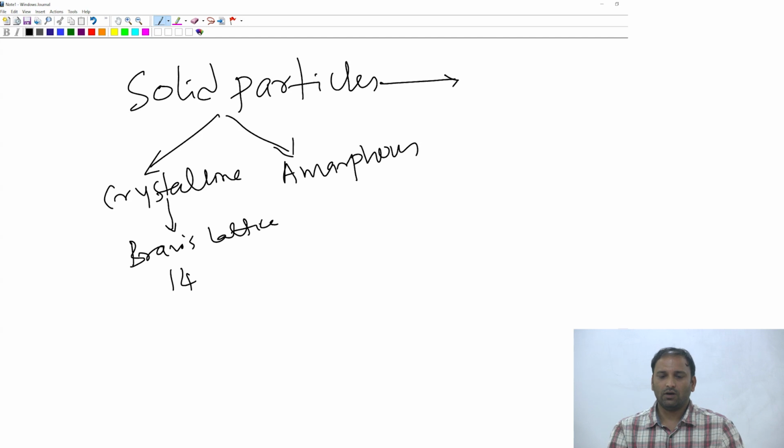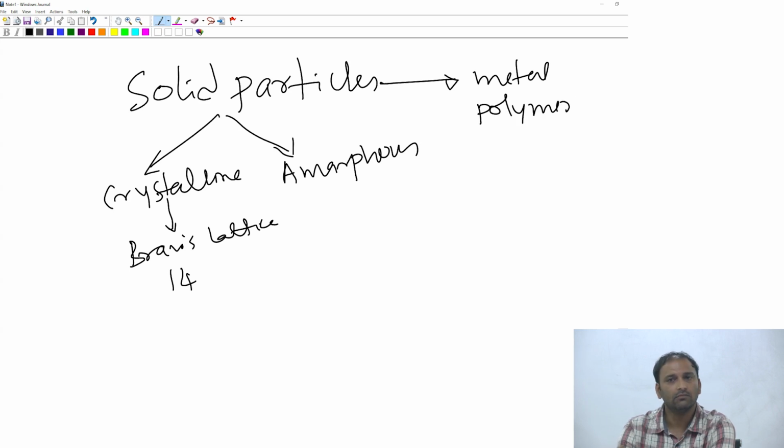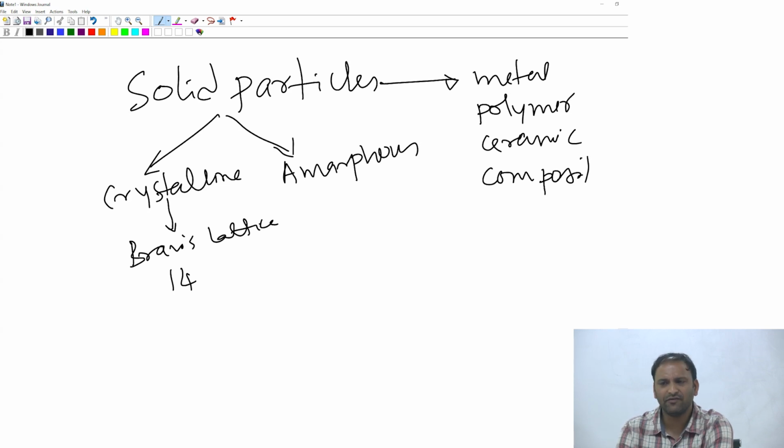So when you think about solid particles, your solid particles could be made up of a metal, or a polymer, or a ceramic particle, or it could be some kind of a composite as well, right? Now, so this is a little bit of basics about what the particles are made up of, right?